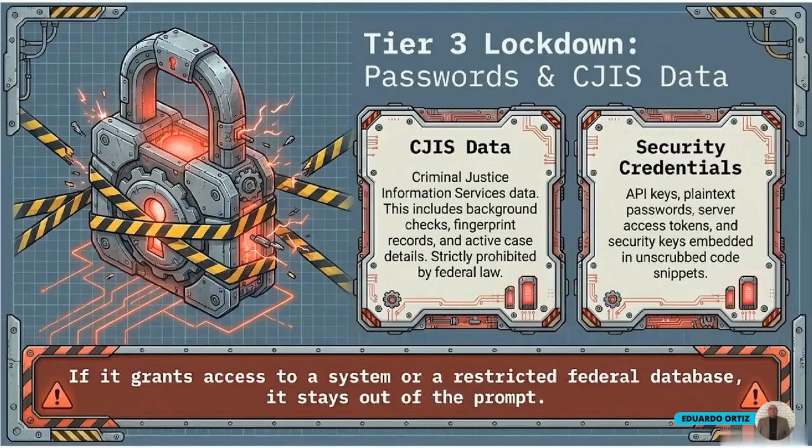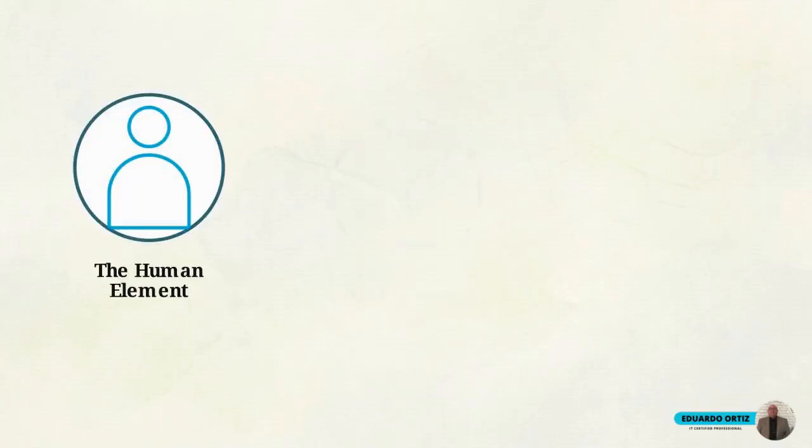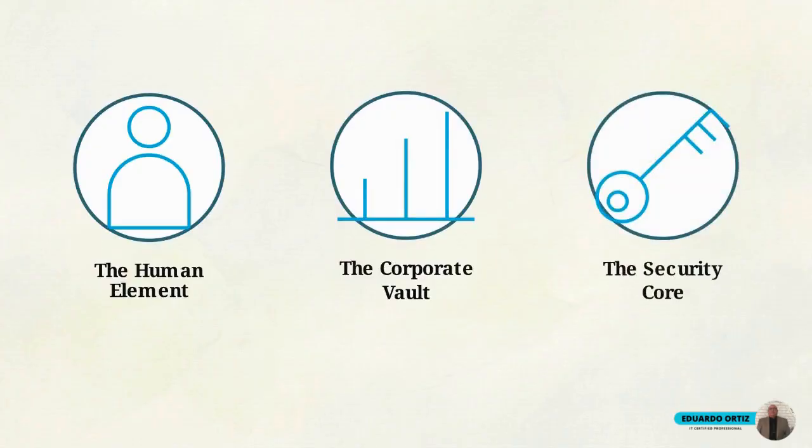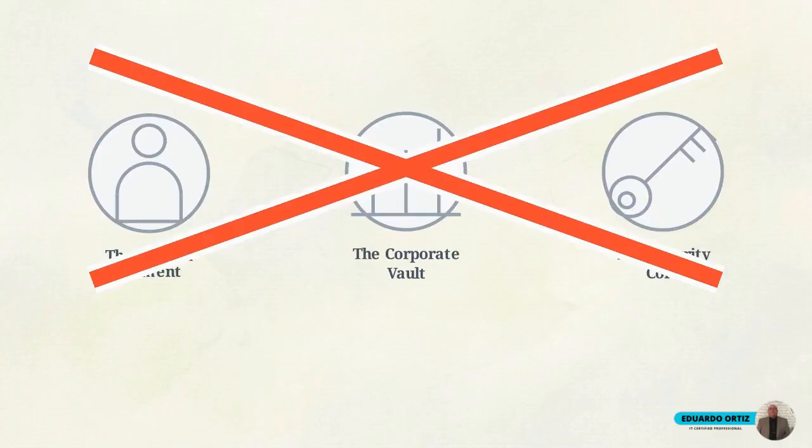Finally, Tier 3 is the security core. This covers criminal justice information services data, API keys, and server access tokens. Because these credentials grant access to restricted systems or federal databases, they carry the highest risk and must be excluded. To summarize, if a piece of information identifies a person, dictates a company's strategic future, or grants system access, that prompt is disqualified from being used in its current state.